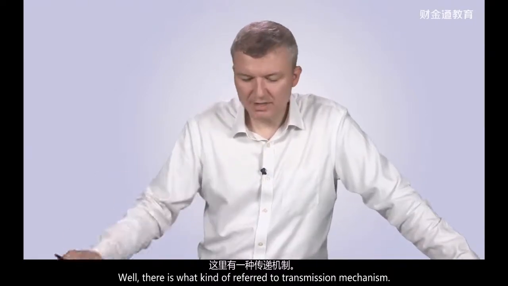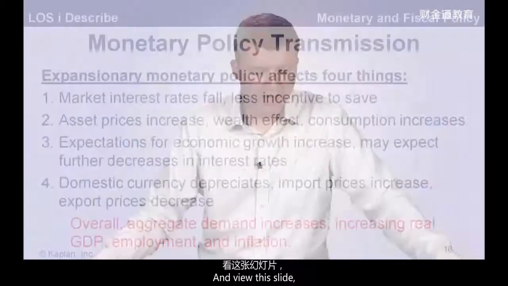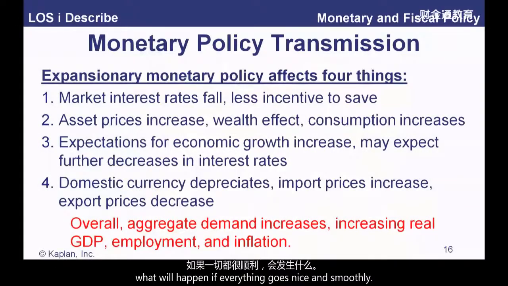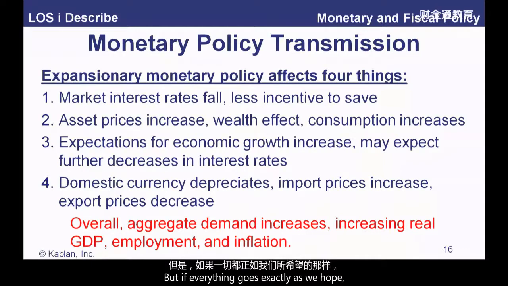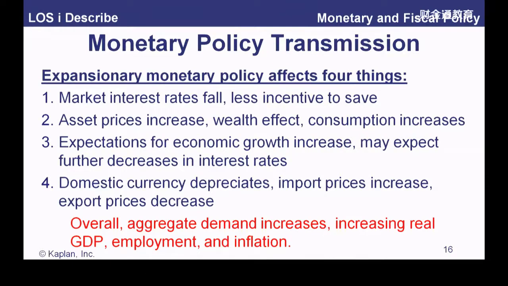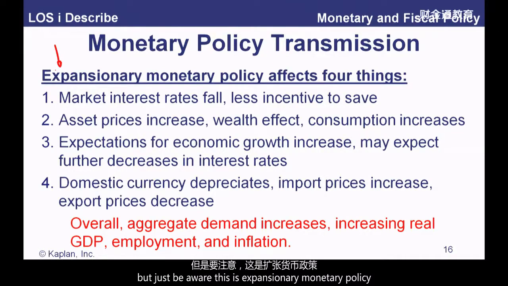How does it work? Well, here is what's referred to as the transmission mechanism, and view this slide as what will happen if everything goes nice and smoothly. We'll talk about the limitations of this later on, but if everything goes exactly as we hoped, if the central bank, the monetary authority, is acting in a nice, credible way, this should happen. So we could write this slide out for contractionary, but just be aware, this is for expansionary monetary policy. Just reverse it for contractionary. This is what we hope will happen.